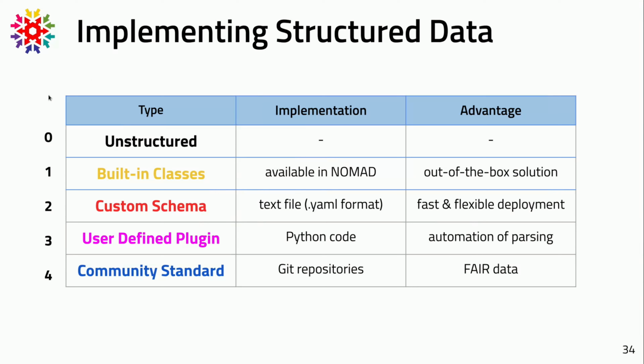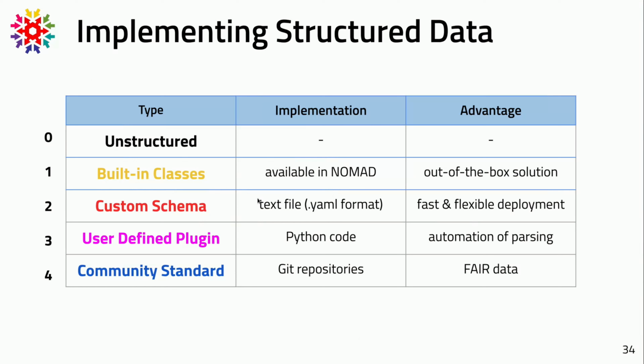The first level of structuring efforts would be to use the built-in classes that are available in NOMAD. This is a quick solution, and one can exploit the general classes that are already available in the ELN functionality of NOMAD. Whenever these classes are too general and cannot really enclose all the needs of a specific lab, we can go and customize these available classes.